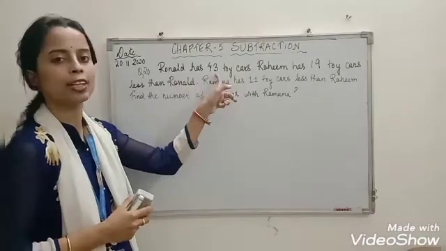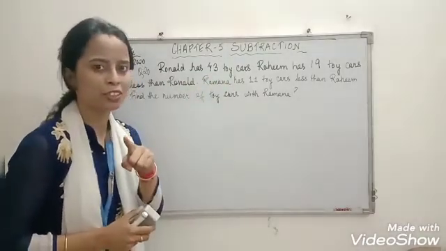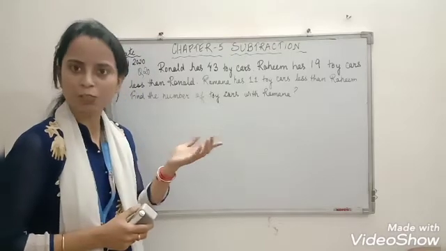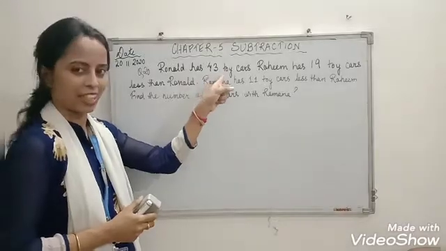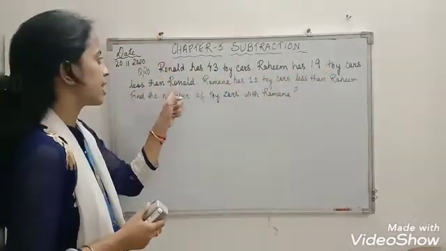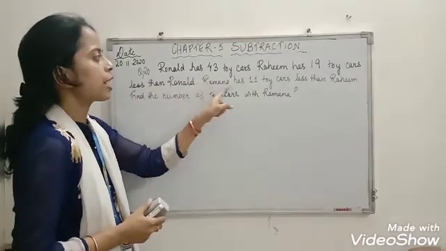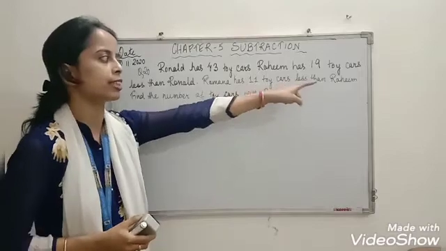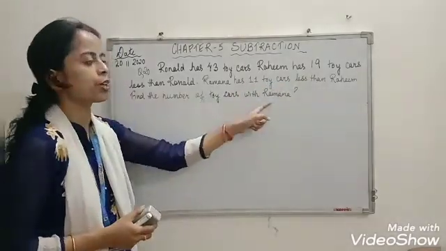Ronald has how many toy cars? 43 toy cars. So children, all of you have toy cars, no? Yes, you love to play. So Ronald has how many toy cars? 43. Rahim has 19 toy cars less than Ronald. Okay. Ramana has 11 toy cars less than Rahim. Find the number of toy cars with Ramana.